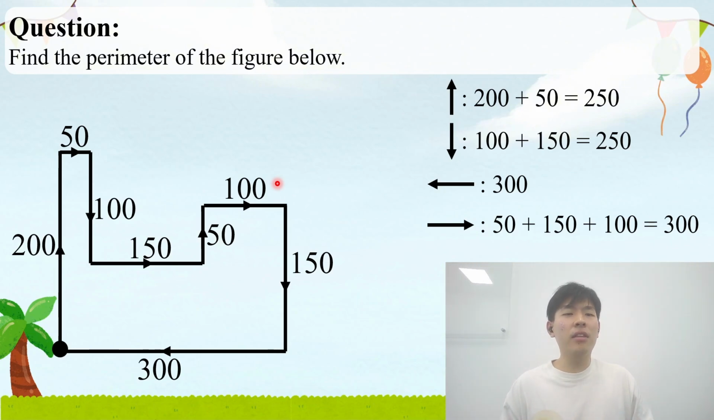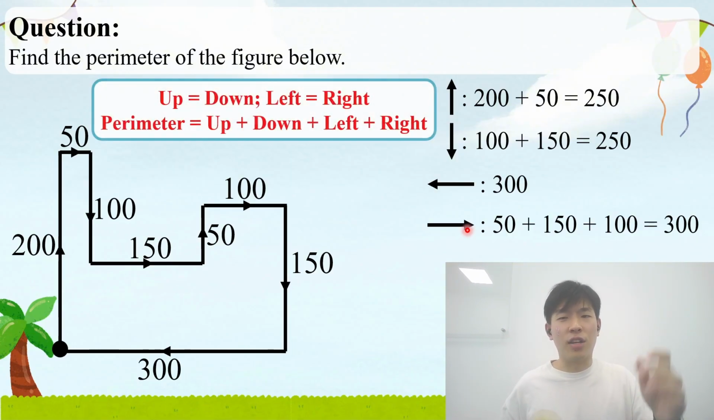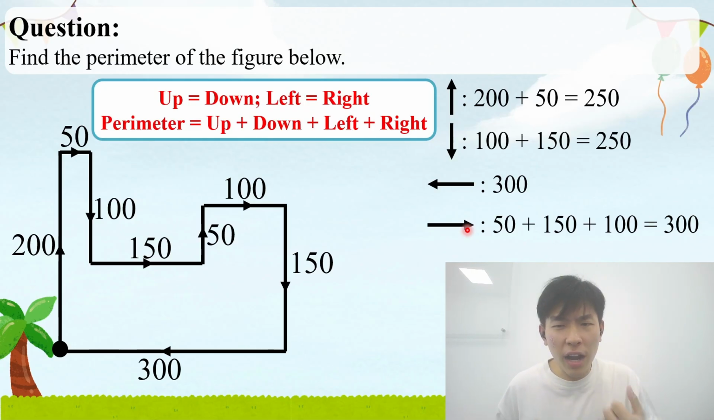And to find a parameter, we just need to add all of them together. Up plus down plus left plus right. It's 500 and this is 600, which is 1100. Again, we see this again. Up equals to down, left equals to right. Parameter is up plus down, left plus right. Now, but why? Why is this the truth?